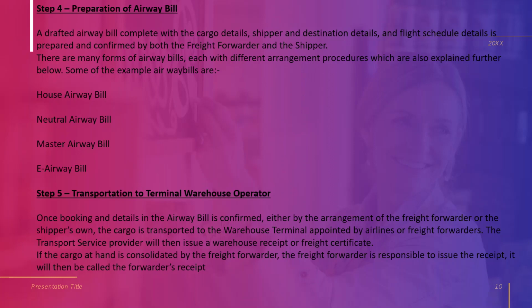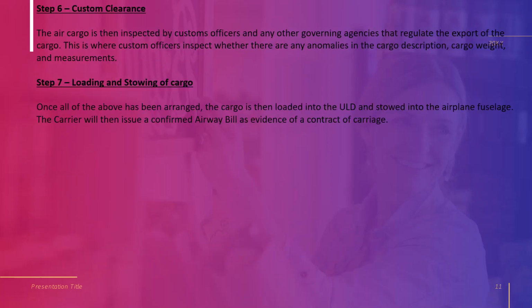If the cargo at hand is consolidated by the freight forwarder, then the freight forwarder is responsible to issue the receipt. Okay, then it's called the forwarder's receipt. Understood? Next up is customs clearance.